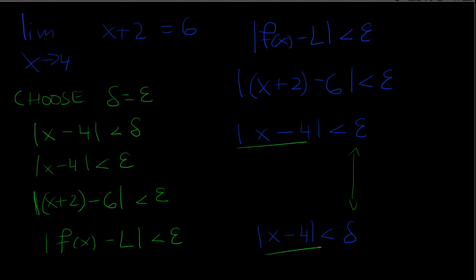Okay, let's try another one. Let's say I have the limit as x approaches negative 2 of 4x plus 5. I'm going to plug in x equals negative 2 for x to get my limit as negative 3. Okay, now I'm going to start. So I want to get delta. So I'm going to start with absolute value f of x minus limit is less than epsilon.